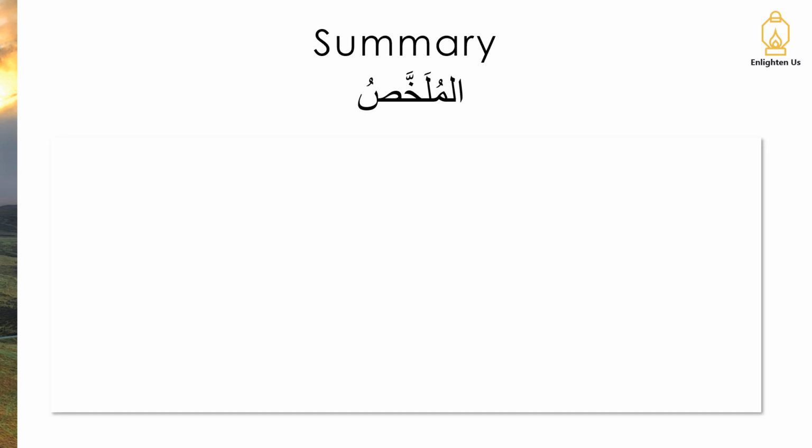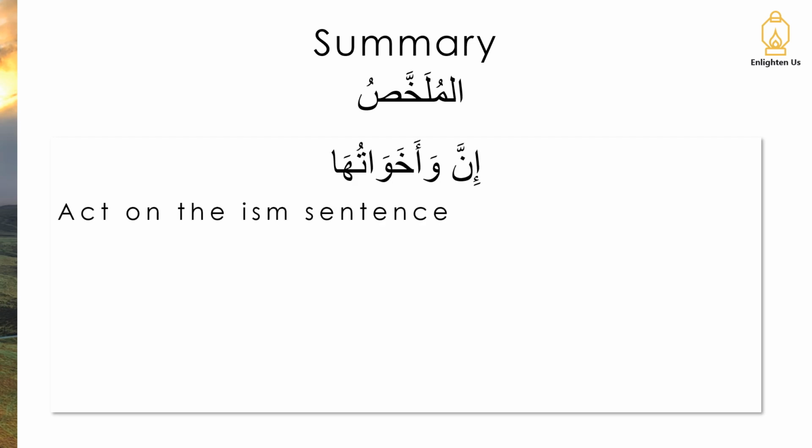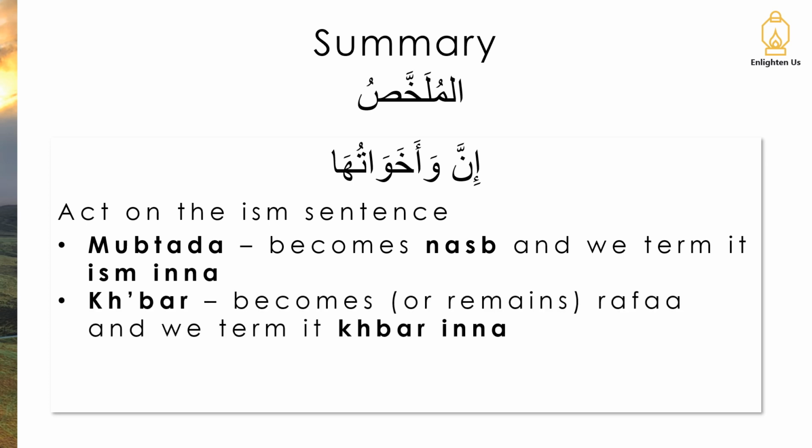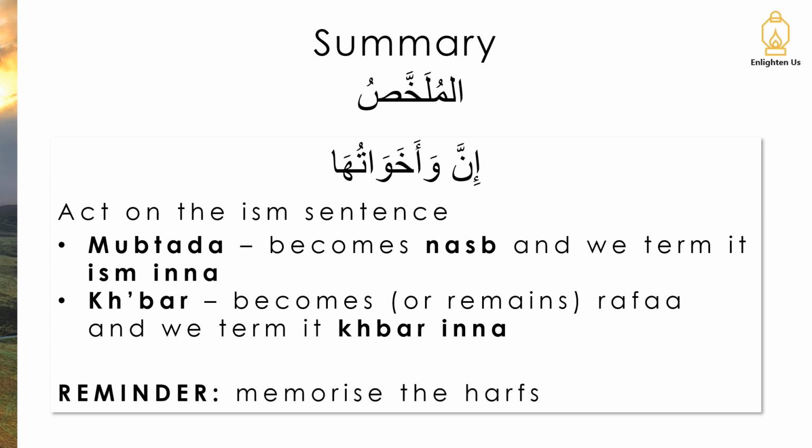We have reached the end of this lesson. So let's have a mulakhas. As always, let's have a summary. So we've been looking at inna wa akhawatuha. We know that they act on the ism sentence, so they act on the jumla ismiya, specifically on the mubtada. So the mubtada becomes nasab, its state changes, and we term it ism inna. The khabar remains rafa, and we term it khabar inna. And as always, there's a reminder, memorize these huruf. They come up quite a lot, so do memorize them.